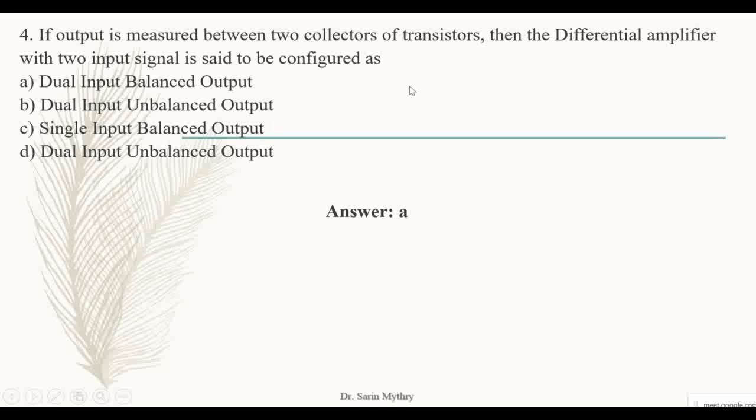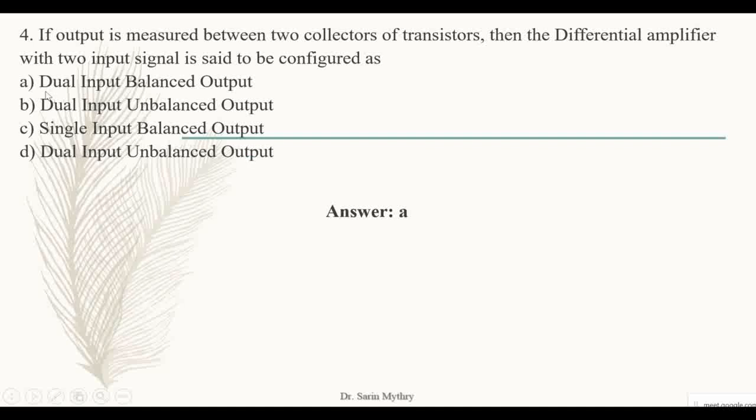Let me say the differential amplifier has one input and two outputs. One input and two outputs means a single input, and two outputs, always keep in mind, means balanced output. One output means unbalanced output. Regarding the inputs, you can understand from the notation of dual and single. Now the fourth one is dual input unbalanced output.